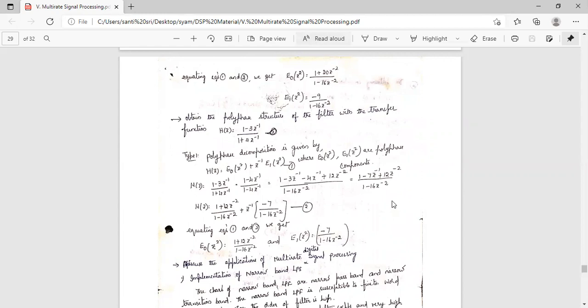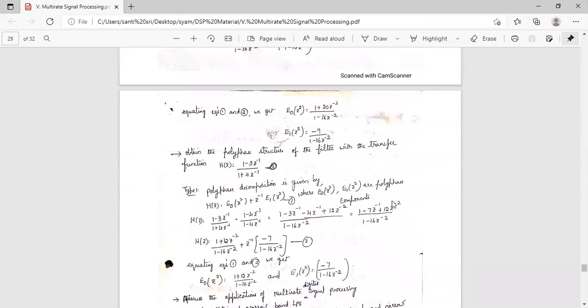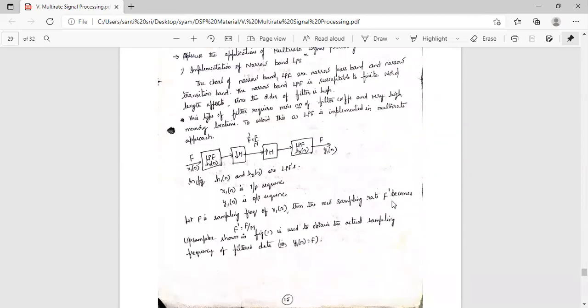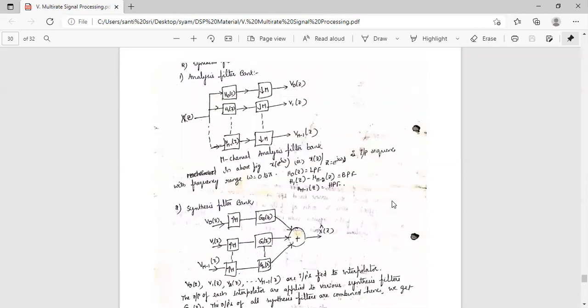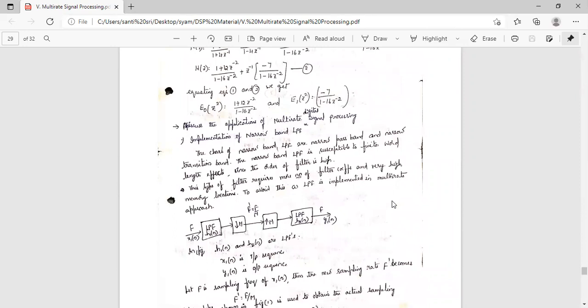Next, this is about the polyphase components of type 1 and type 2 systems. Next, we'll see the applications. Discuss the applications of multi-rate digital signal processing.